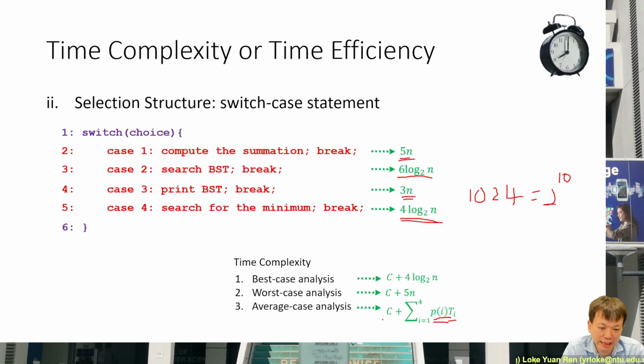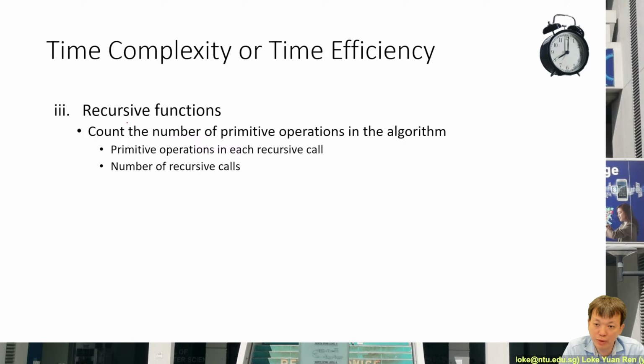Here, as I said, at the beginning I need to have declared some variables, and that takes some constant time. So here I simply said there's some additional constant time. That is not important. When your time complexity is a linear function or a logarithmic function, that constant is negligible. So that is the time complexity analysis of selection structure. Then the third one, which I think is more interesting, is about the recursive function.